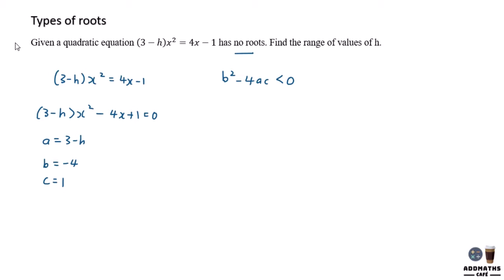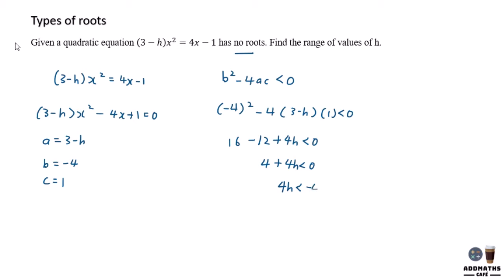So applying this formula, you know that your b is negative 4, a is 3 minus h, and c is 1. So negative 4 squared is 16, negative 4 times 3 is negative 12, negative 4 times negative h is positive 4h, less than 0. So 4 plus 4h less than 0, 4h less than negative 4, h is less than negative 1. So this is your final answer.